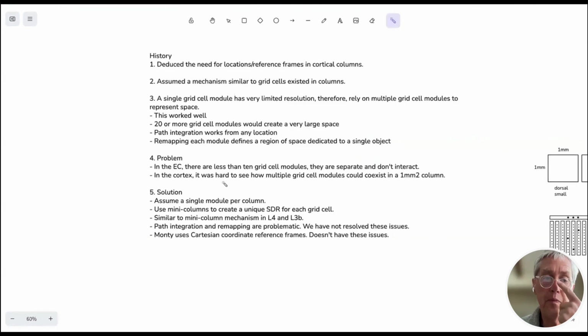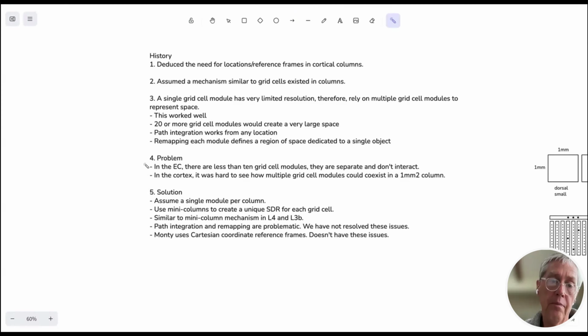The problem was, this worked well. If we have 20 more grid cell modules, we create a very large space. You need some number of them to make this work well. And then path integration works from any location, which is wonderful. Then by remapping each module, you define a region of space dedicated to a single object. So you have a bunch of grid cell modules and this huge, size-of-the-universe space. By remapping each module, you define some region of that space, and that would be the model space of a particular object. And path integration worked automatically, which is great.